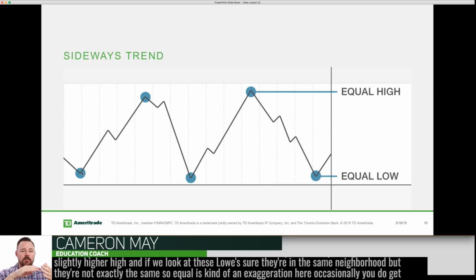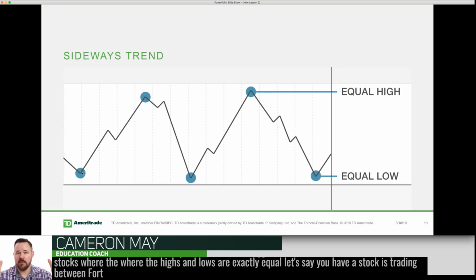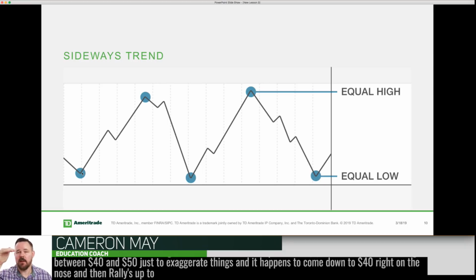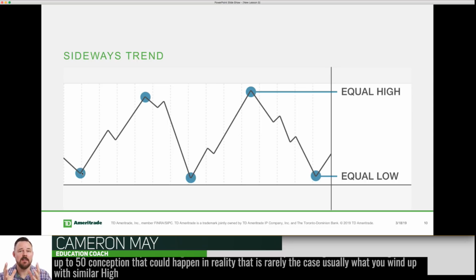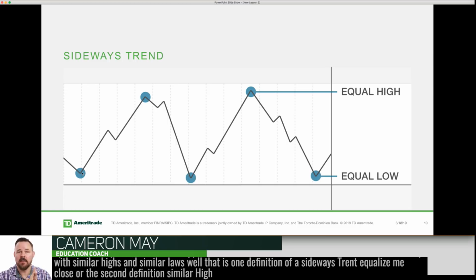Occasionally, you do get stocks where the highs and the lows are exactly equal. Let's say you have a stock that's trading between $40 and $50, just to exaggerate things, and it happens to come down to $40 right on the nose, and then rallies up to $50 right on the nose, and then repeats that right down to 40, right back up to 50. Conceptually, that could happen. In reality, that is rarely the case. Usually what you wind up with are similar highs and similar lows. Well, that is one definition of a sideways trend. Equal highs and equal lows, or a second definition, similar highs and similar lows.